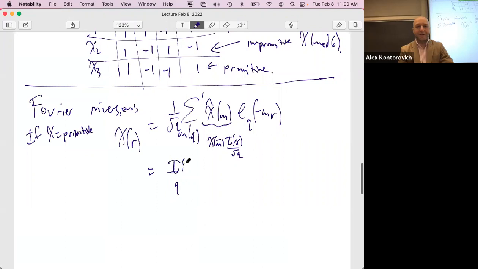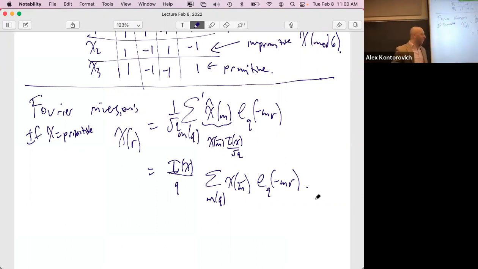So I get a tau of chi over Q and a sum over M mod Q, chi of M bar E minus M bar. That's just Fourier inversion, the Fourier inversion formula mod Q. Am I missing something? No.